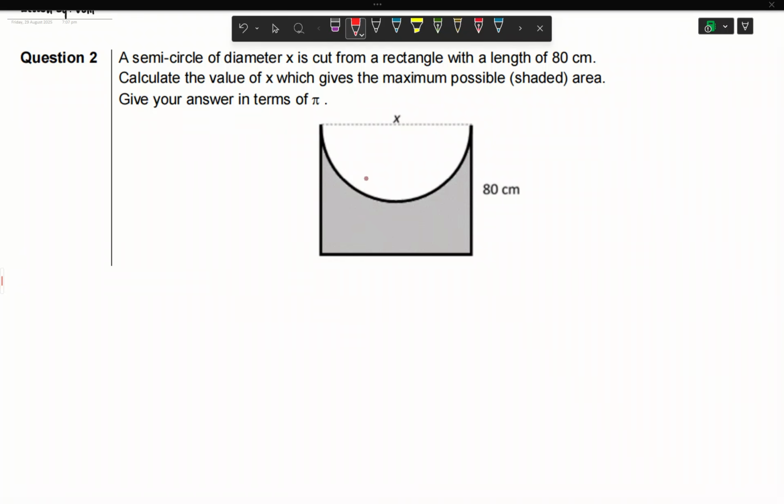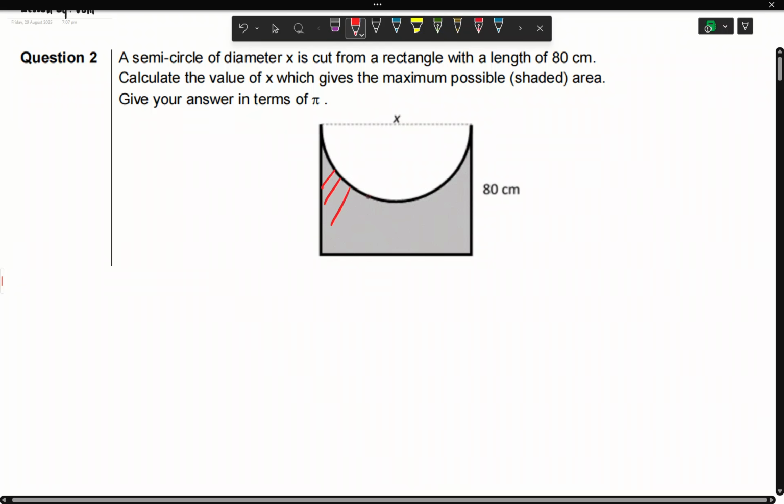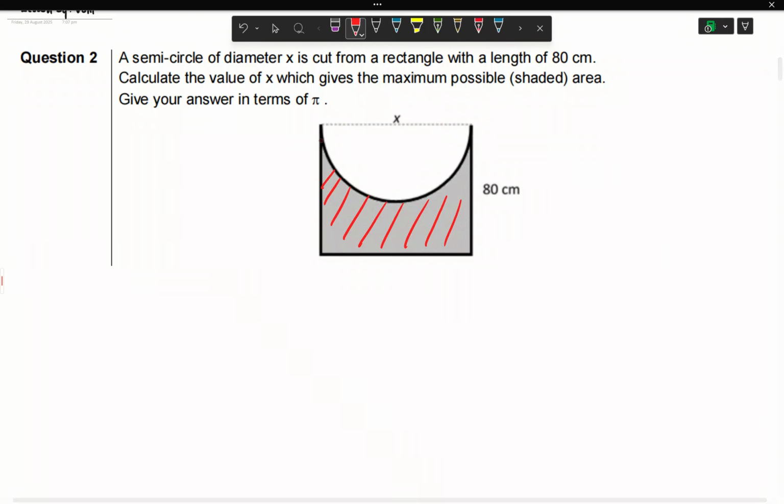We are given a semicircle of diameter x, which is to be cut from a rectangle with a length of 80 centimeters. They are asking us to determine the value of x which gives the maximum shaded area, and then we shall give our answer in terms of pi. So we know that this x is what? The diameter.